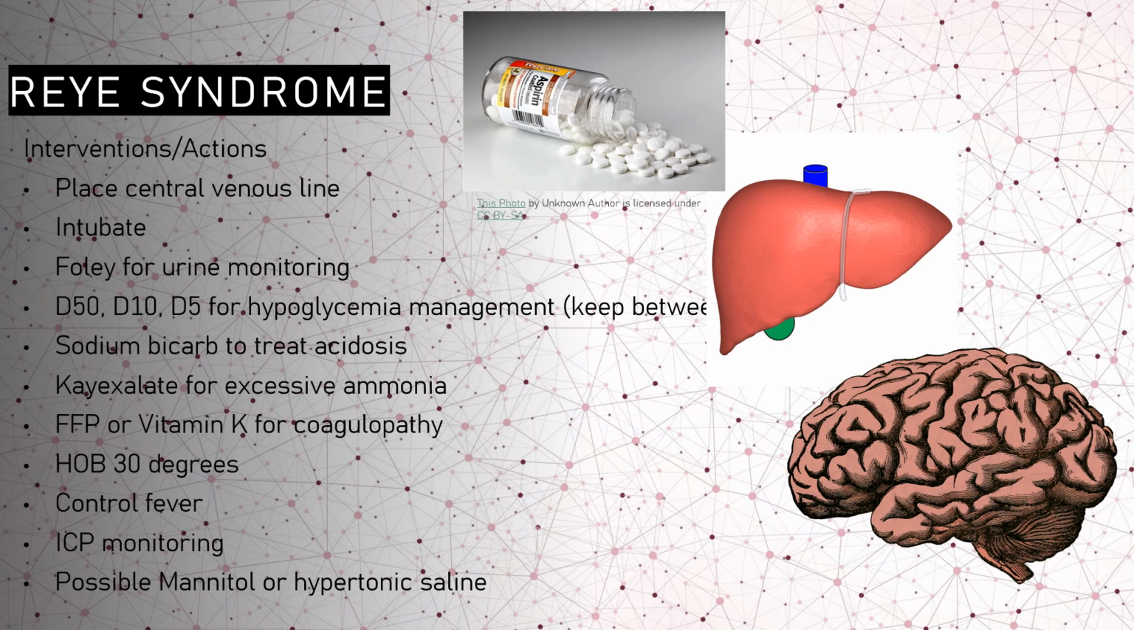These children are going to be highly acidotic, so we might give them sodium bicarb. Kayexalate can be used to bring down the ammonia levels. Fresh frozen plasma or vitamin K can be given to treat the coagulopathy that they're going to have. Sorry, my dog's barking. And the head of bed should always be 30 degrees for any patient that's having intracranial pressure, which they will be developing because they're literally having encephalopathy, which is a whole lot of pressure.